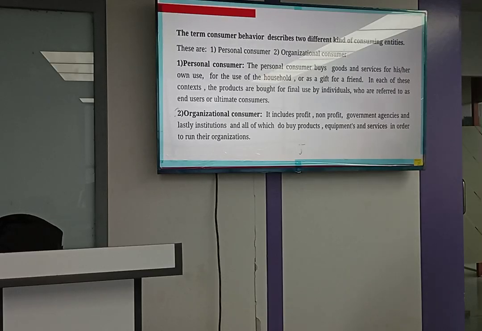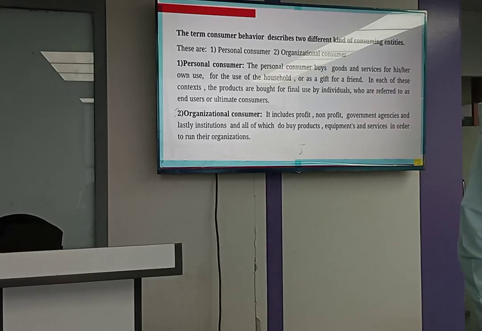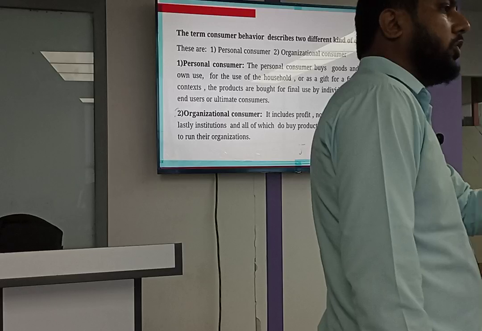So the term consumer behavior describes two different kinds of consuming entities. These are personal consumer, organizational consumer. Which is the personal consumer? Personal consumer buys goods and service for themselves. This is me. When I buy a shoe, when I buy a toothbrush, when I buy a bottle of water, then I buy it for myself. Or if I even gift it to someone, that is also for the specific person. So this is a personal consumer. Personally you are consuming with him. Suppose he is giving you the bottle of water. That means it's for personal. As a personal consumer, you will be having that product.